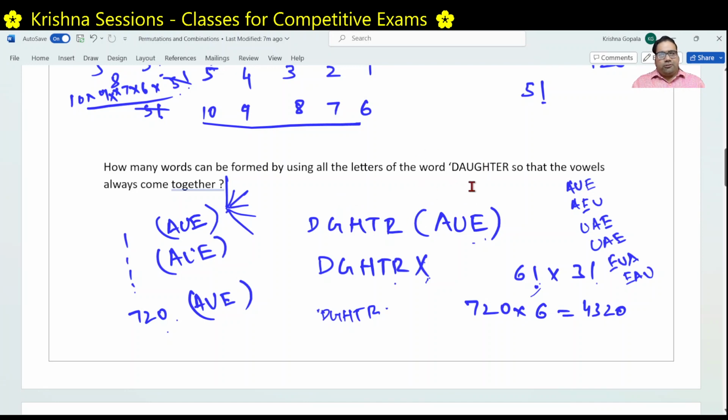So in this kind of problem, what we have to do is assume that all vowels are together. If instead of three vowels there is only one set, how many permutations are possible? That is 720. Now, within this 720, all 720 can be ordered in 6 different ways. So 720 into 6, that is 4320.